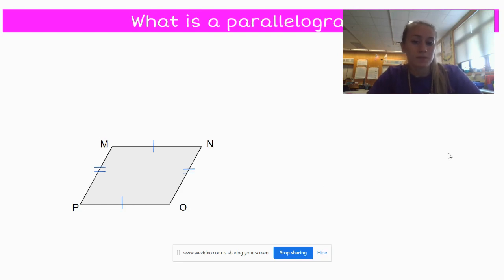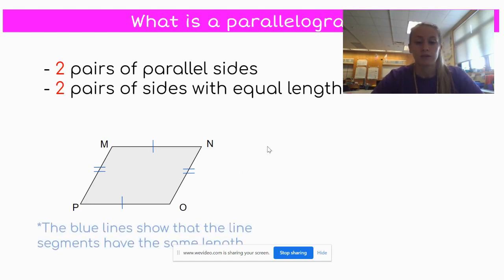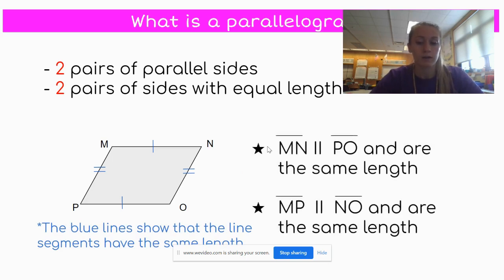What is a parallelogram? A parallelogram has two pairs of parallel sides. So notice lines MN and PO are parallel, and lines MP and NO are parallel. Now another thing is they all have to be the same length. So line MN and PO have to be parallel and the same length, as well as line PM and NO have to be the same length. So they have to have matching lengths and be parallel to be a parallelogram.